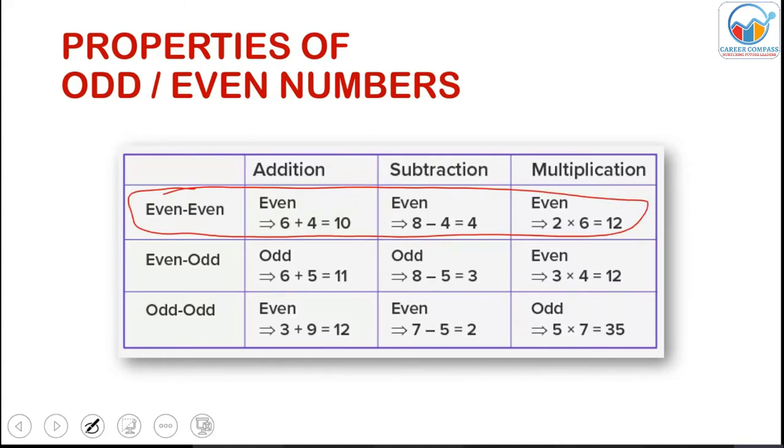Similarly, if I do even plus odd, I get odd. I do even minus odd, I get odd. If I do even into or odd into even, I get even. That is what it describes in the second row. And in the third row, it is about operating on odd numbers, like odd plus odd gives you even, odd minus odd gives you even, odd into odd gives you odd, right? So that is what it says over here in the properties.